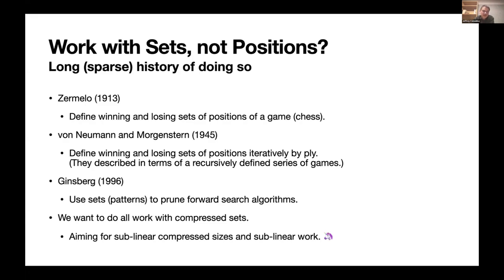So what we wanted to do in this work was work more directly with sets, and in particular with some kind of compressed set representation, and try as much as possible to use sublinear compressed sizes and work only on those compressed representations and do sublinear work. This is not going to always be possible on arbitrary sets, but we'd like to wish that it was possible on interesting sets that come up in solving, and we empirically at least found that to be the case for Breakthrough and have hints that it's true for other games.